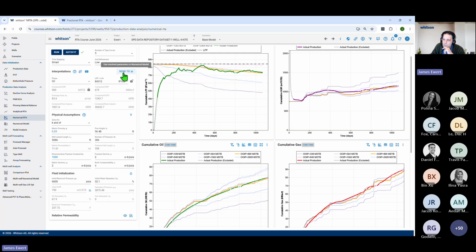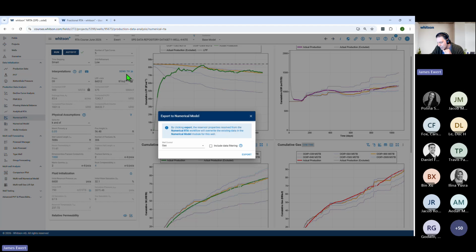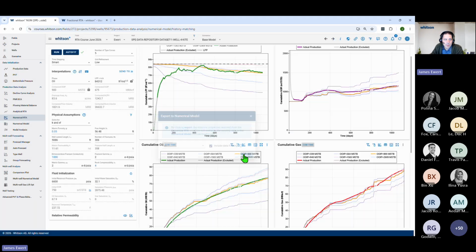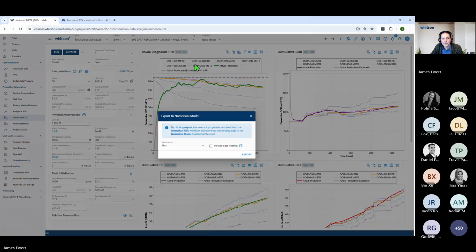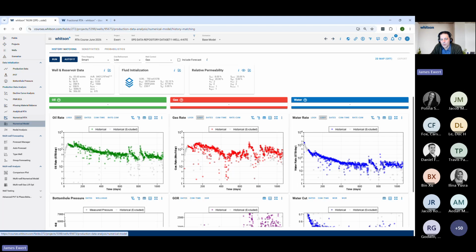What I do is I click on the Send To button here. When I click on that, I'm going to get a pop-up. Now, this pop-up is going to ask me what well control I want. Okay, we're going to leave it as gas, but I'm going to touch on that in a second. The other thing is it wants to know whether I want to include the data filtering that I did through my interpretation or not. And I do. I want to include my data filtering. So I'm going to click on that, and I want to click Export. So let me do that once again. In numerical RTA, I clicked on Send To, Gas, Include Data Filtering, and then I clicked Export. And when you do that, it's going to open the numerical model for you.